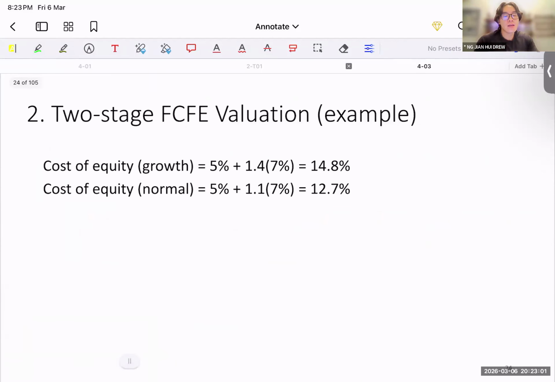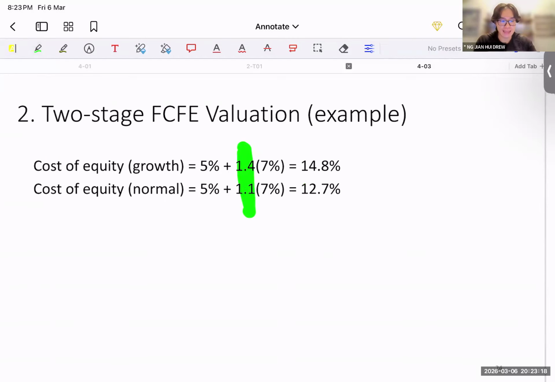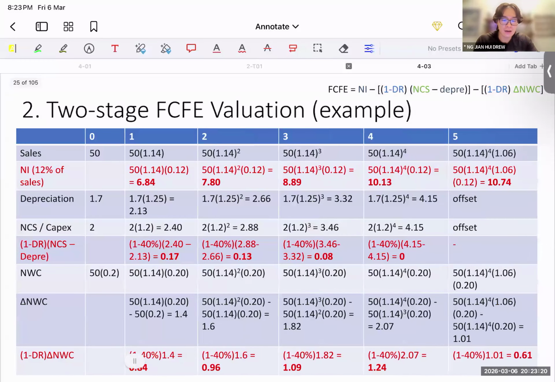Okay. So for FCFE, it's a bit easier because we do not need to calculate the WACC. We just need to calculate the cost of equity. So for cost of equity, we just need to be careful that the betas are different. In the growth stage, the beta is 1.4. In the normal stage, it's a 1.1 beta. Right? So again, I repeat that so long as the question gives you the debt ratio, please use the debt ratio formulation. We can use it here because the debt ratio is 40% as given in the question, right?